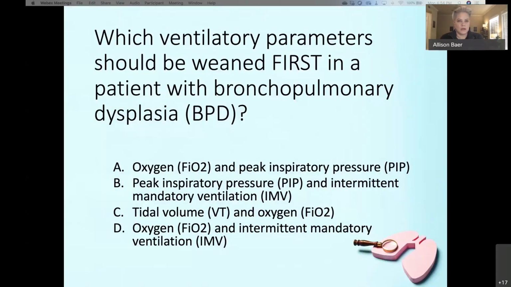Okay. Which ventilatory parameters should be weaned first in a patient with BPD? Oxygen and peak inspiratory pressure, peak inspiratory pressure and intermittent mandatory ventilation, tidal volume and oxygen, or oxygen and intermittent mandatory ventilation. So I'll give you all a minute to answer.